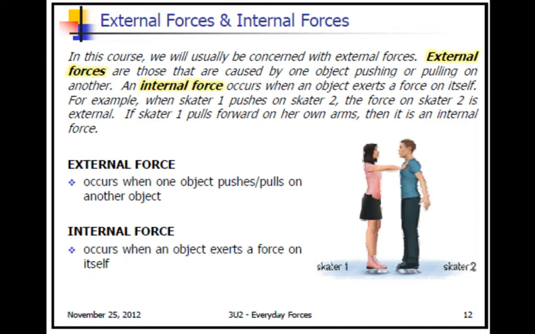Let's look at an example here. If we have a skater 1 and a skater 2, if skater 1 pushes on skater 2, that is an external force on skater 2. But if skater 1 pulls forward using her own arms, then it's an internal force. If she's pulling herself forward, so she's making herself move. She's pulling herself using skater 2 as kind of like the person she's pulling against. That is an internal force.